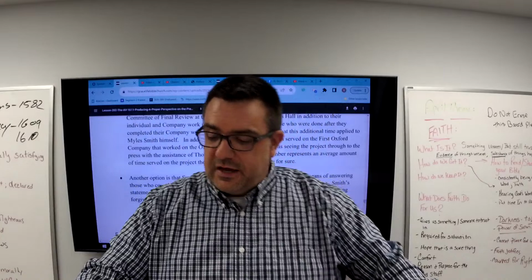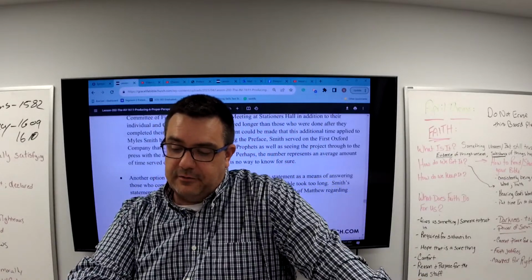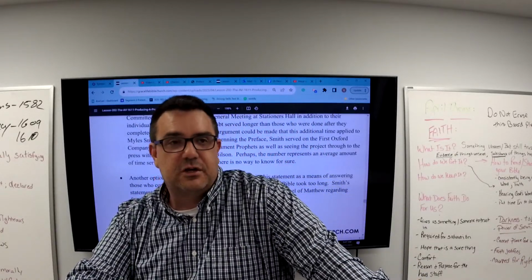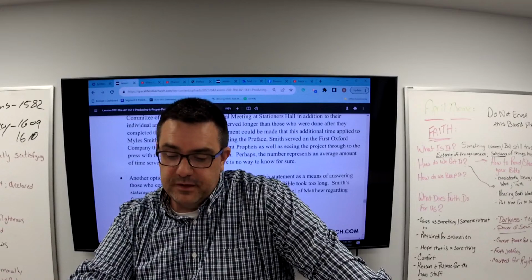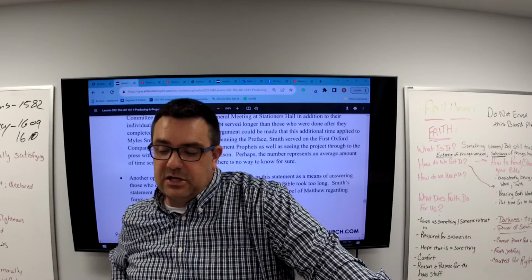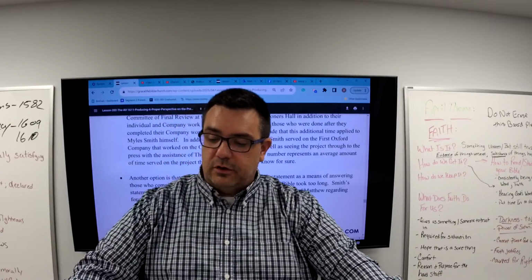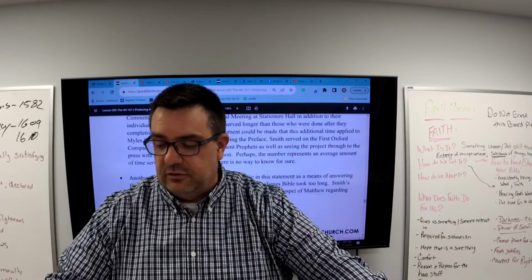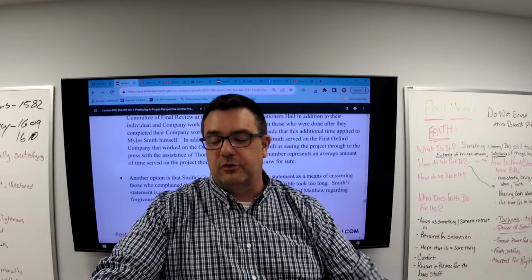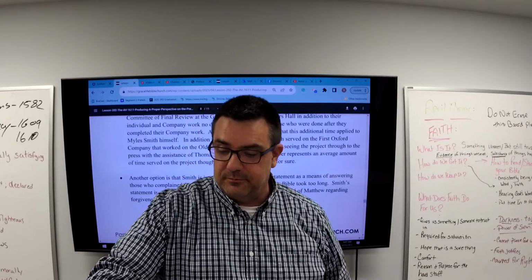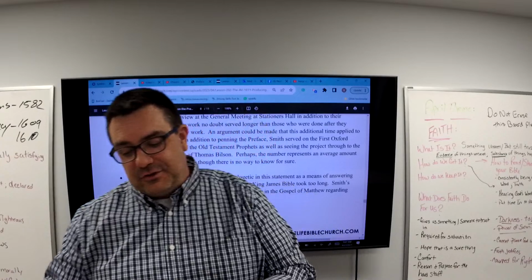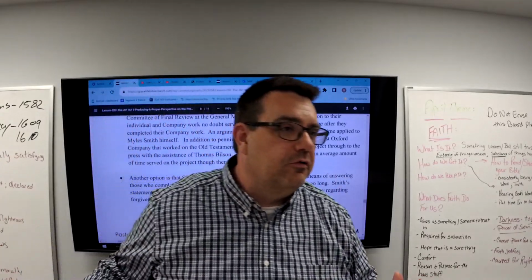This view understands Smith's statement to be a play on the scriptural idiom or figure of speech of Matthew 18:33. Just as Christ was not literally telling Peter to forgive somebody 490 times, Smith is saying their work took much longer than the legendary view of the 70 translators who created the LXX or the Septuagint. So perhaps a case could be made for both.